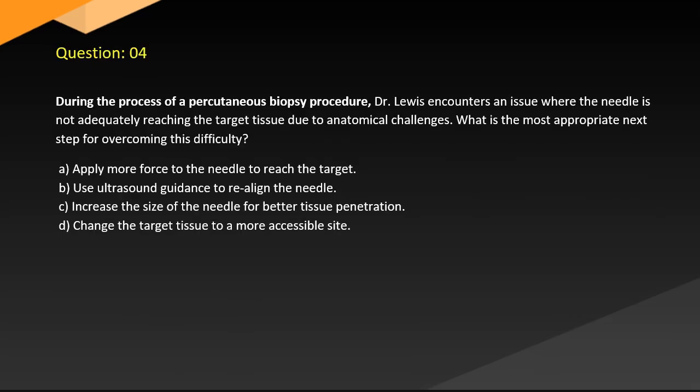Question 4. During the process of a percutaneous biopsy procedure, Dr. Lewis encounters an issue where the needle is not adequately reaching the target tissue due to anatomical challenges. What is the most appropriate next step for overcoming this difficulty? A. Apply more force to the needle to reach the target. B. Use ultrasound guidance to realign the needle. C. Increase the size of the needle for better tissue penetration. D. Change the target tissue to a more accessible site.